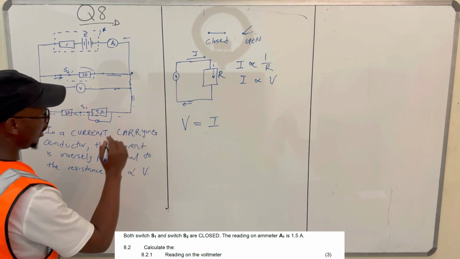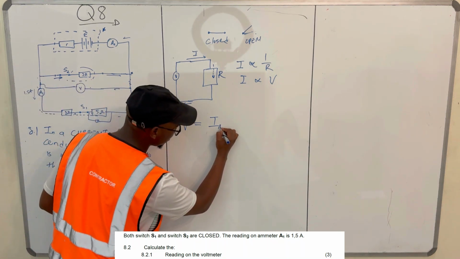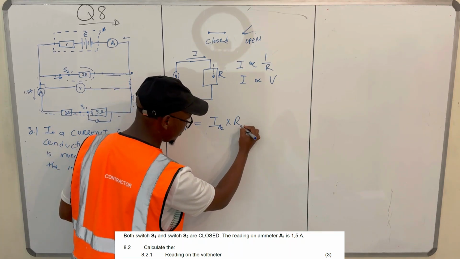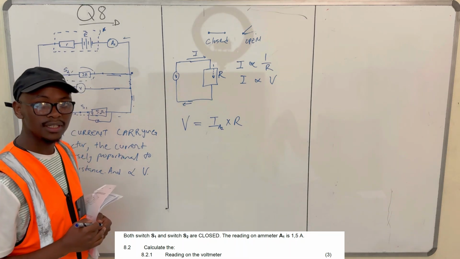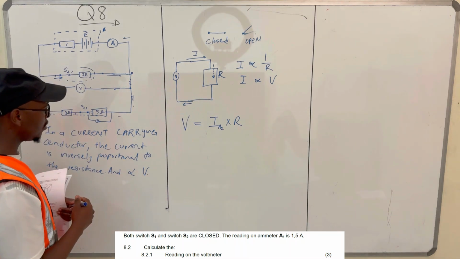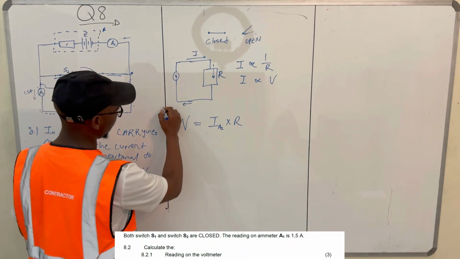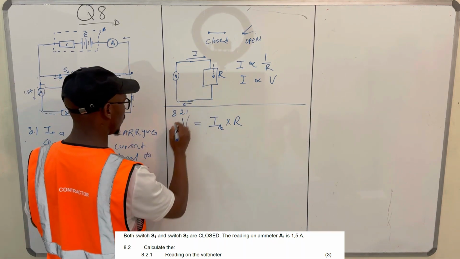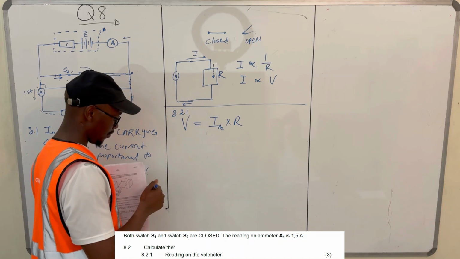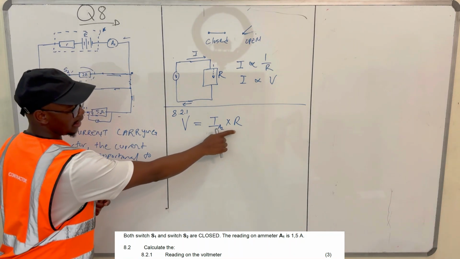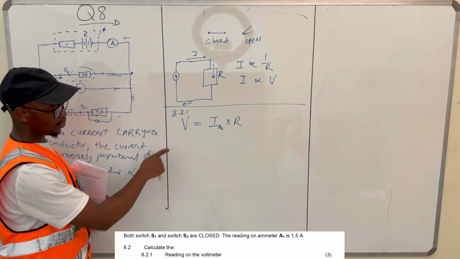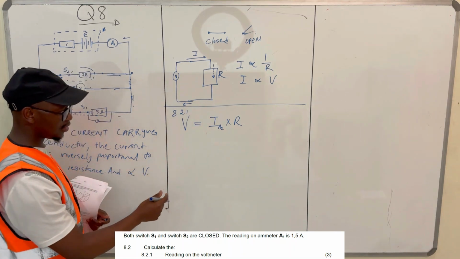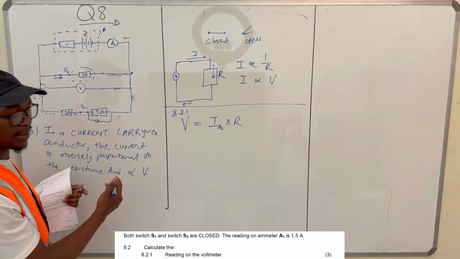Now we're looking at the specific current that is passing through ammeter A1. This current multiplied by resistance will give us the voltage that is being read. Let's note this as 8.2.1. The current through those resistors needs to give us the reading on the voltmeter. But what is the resistance I'm looking at here?